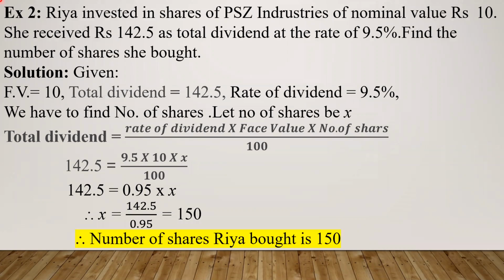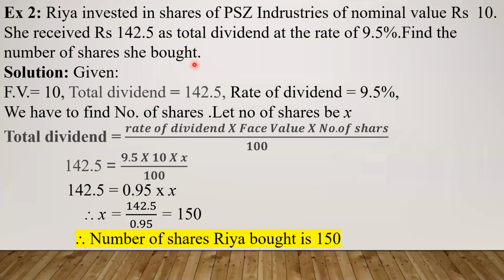Let us go to the next problem. Ria invested in shares of PSZ Industries of nominal value rupees 10. Here the word nominal value is used. As I told you, face value is also called as nominal value. She received rupees 142.5 as total dividend. So you are given here total dividend at the rate of 9.5%. Find the number of shares she bought.